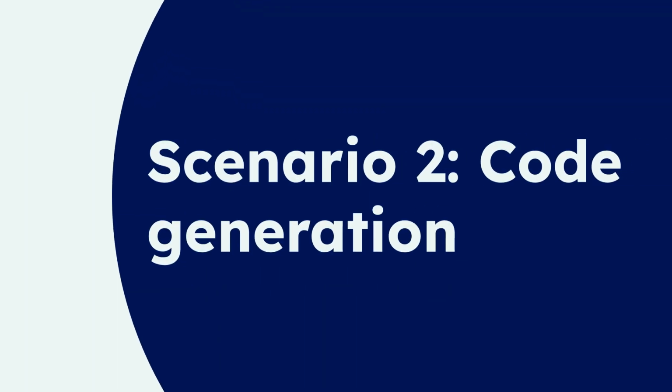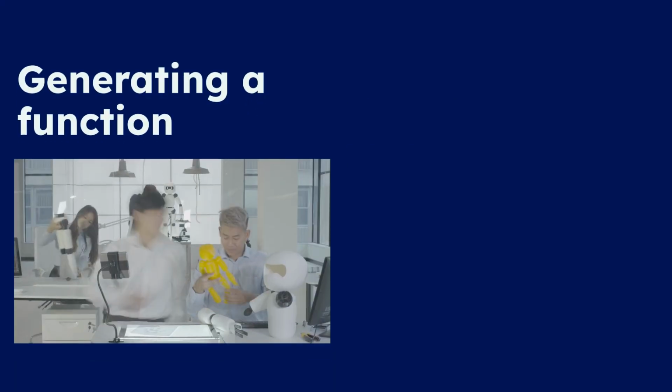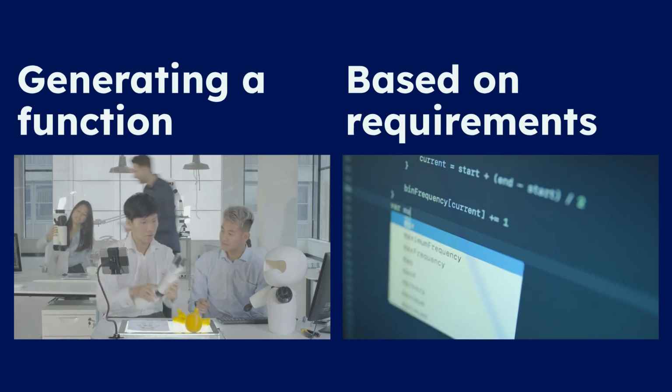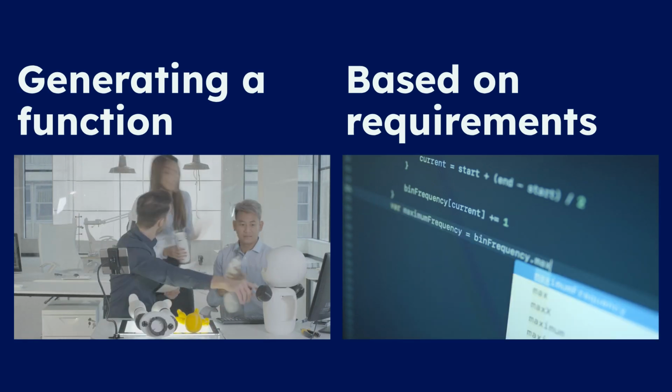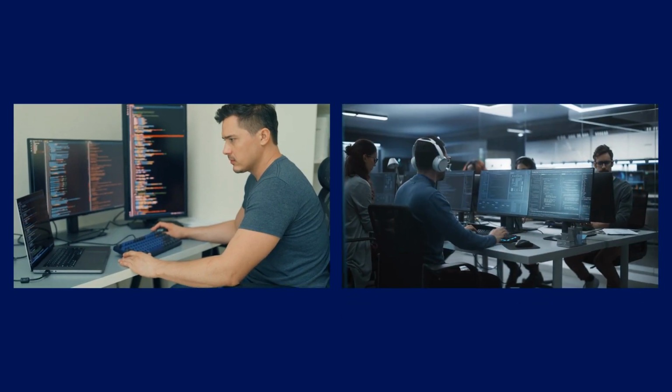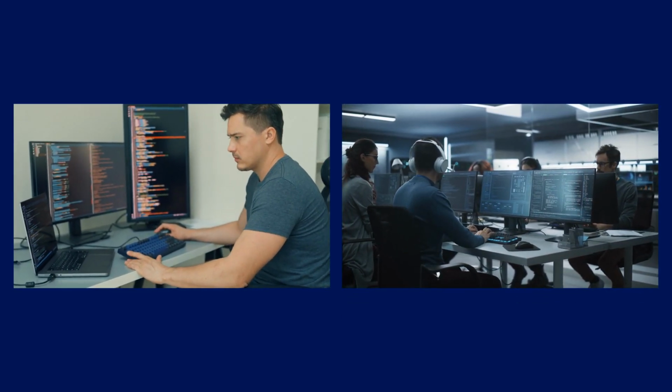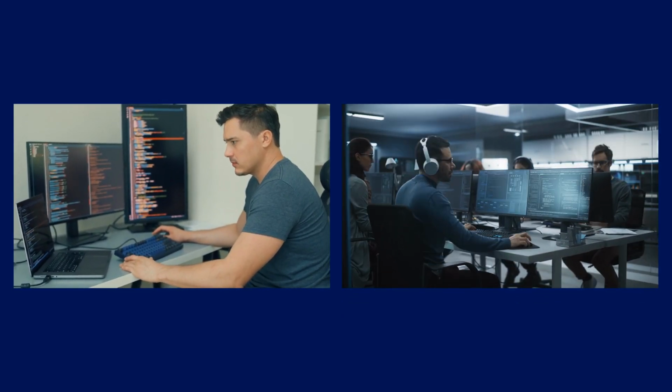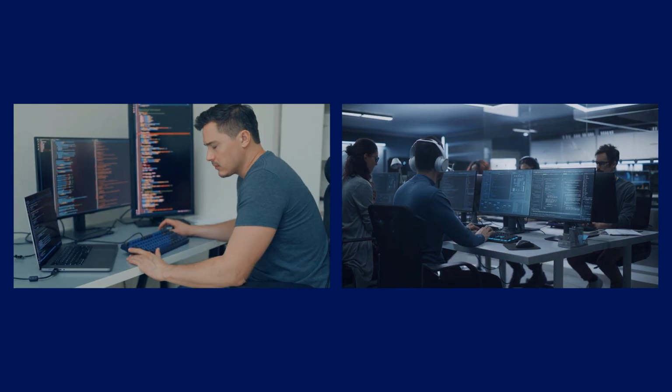Our second scenario showcases Copilot's prowess in code generation and debugging, a game changer for developers. Watch as Copilot instantly generates a functional code snippet based purely on a detailed description of the required logic and outputs. When errors creep in, Copilot quickly identifies and suggests fixes for bugs, significantly reducing debugging time and frustration.